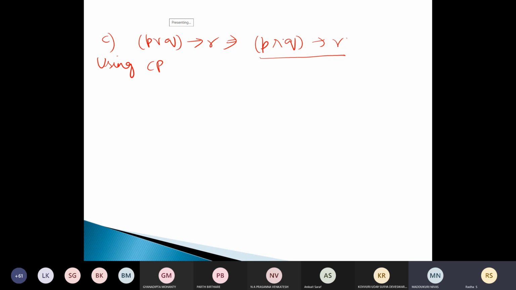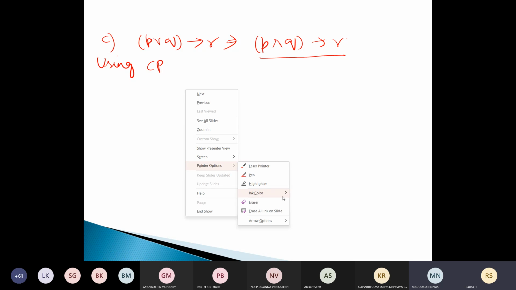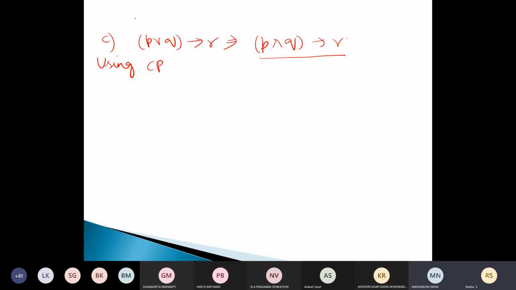So what is the third question? P or Q tends to R. This is the only given premise, and from this I need the conclusion P and Q tends to R. So how do you prove that using CP? I have some A tends to B format. So if A tends to B, if I need to prove using conditional proof, what will you assume? A as additional premise and just try to prove R is true. Correct? Is that right? Hello? Yes, ma'am. So what should I do?